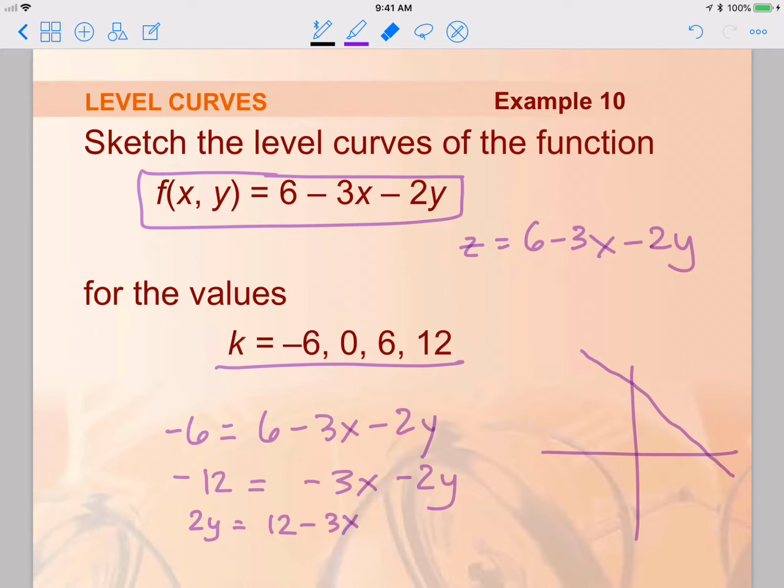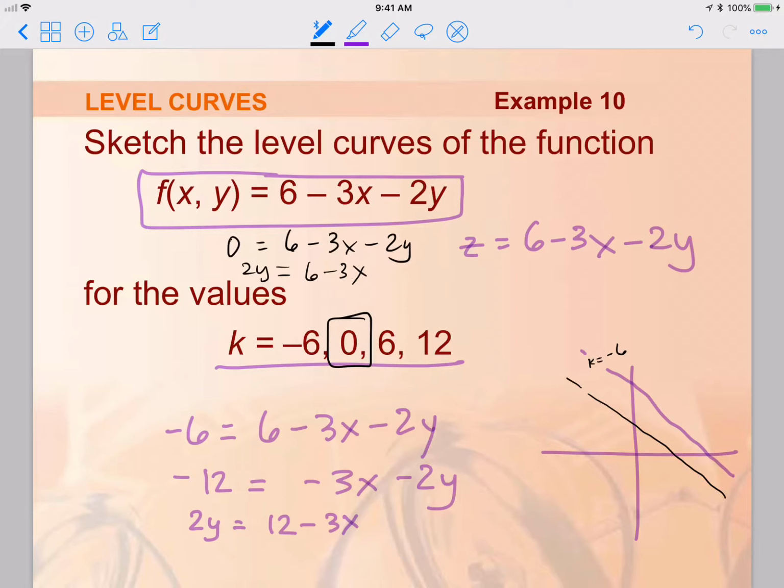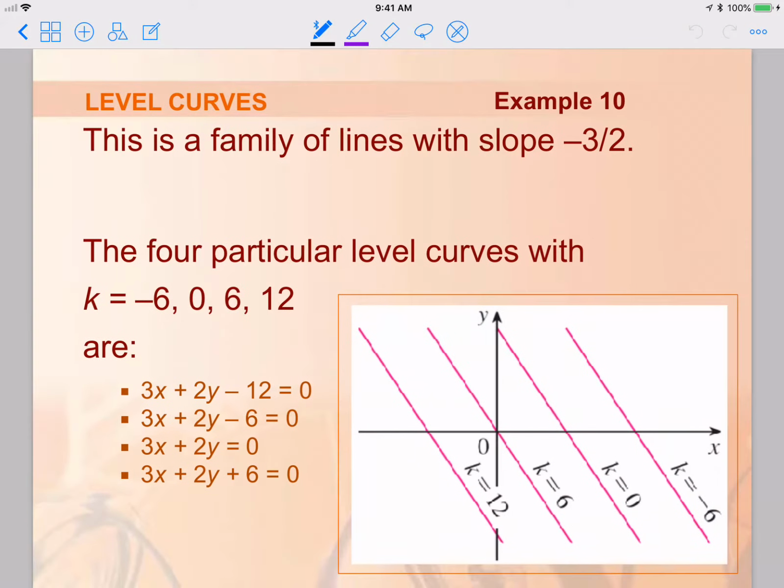And then I could put in here that this is k equals negative 6. What do I get for k equals 0? Now I would have 0 equals 6 minus 3x minus 2y, so 2y equals 6 minus 3x, so y equals 3 minus 1.5x. Then I could take this same line and just drop it down. Now this is going to be 0, and then for k equals 6. That's how to do the level curves.